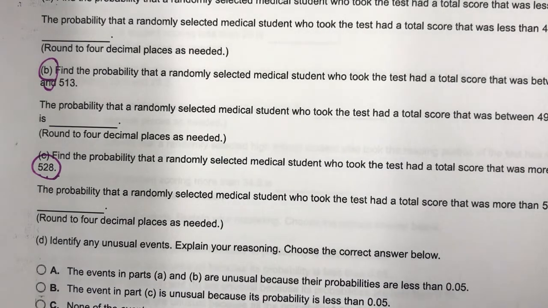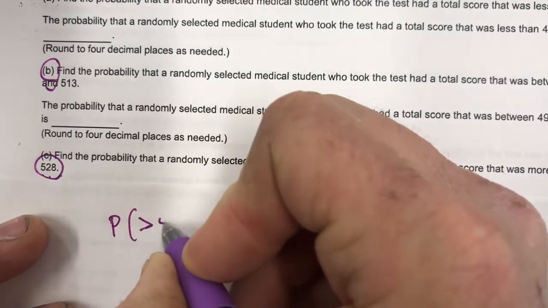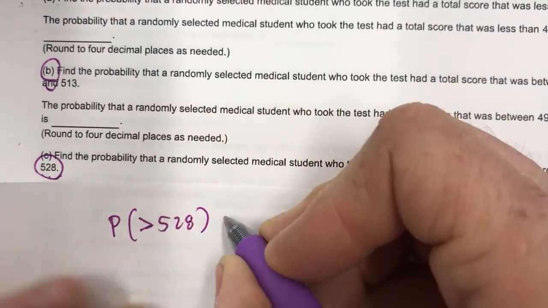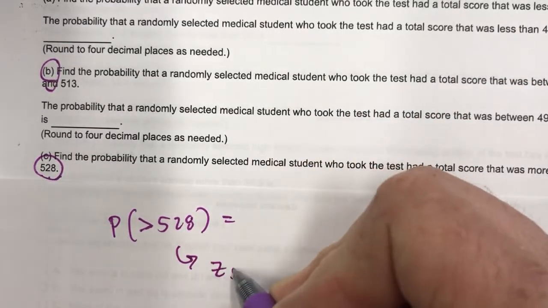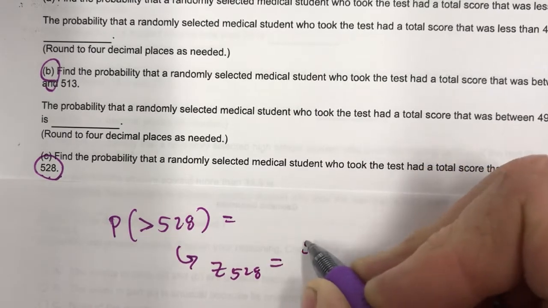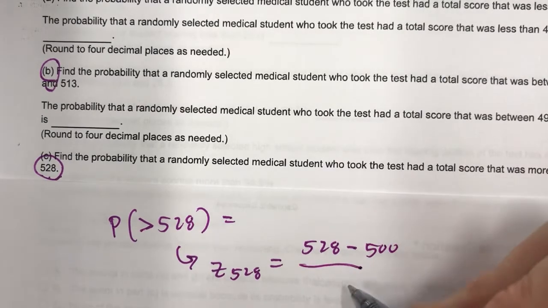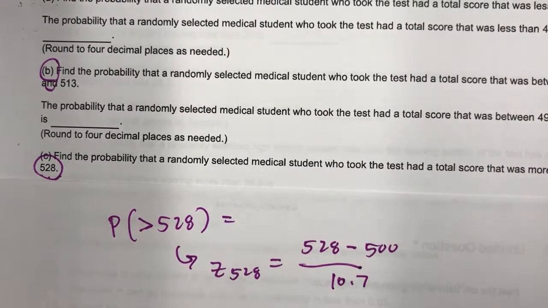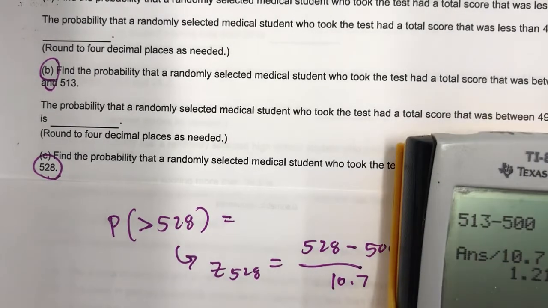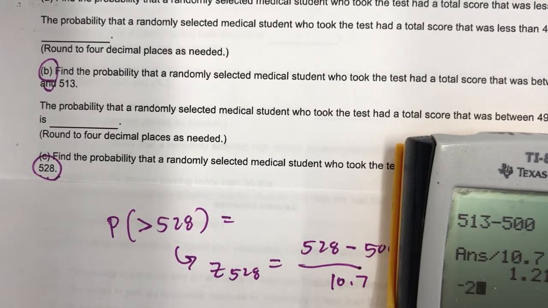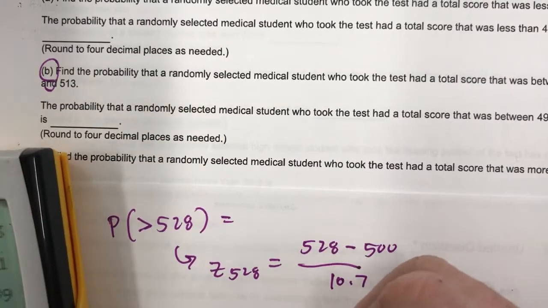All right, so probably that's greater than 528. All right, so that means I need to find my z-score of 528, which is going to be 528 minus the mean divided by the standard deviation. Okay, so I'm going to have 528 minus 500 divided by 10.7, and there you go, there's my z-score.